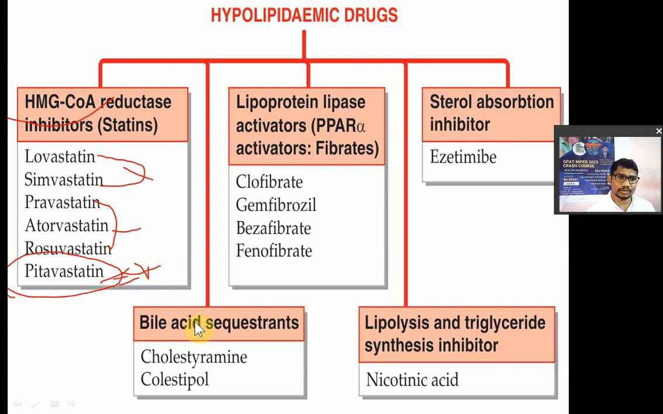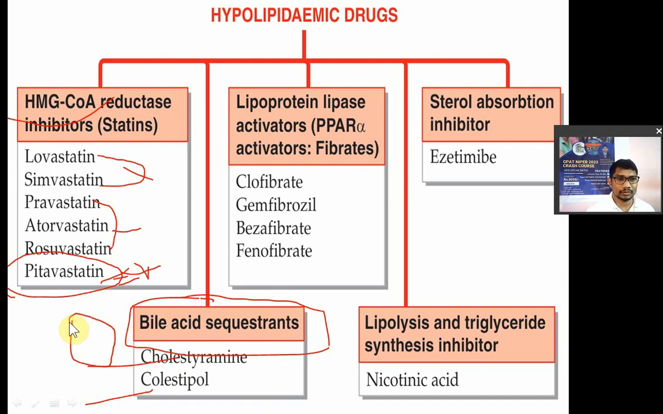Now the second class is the bile acid sequestrants. These drugs inhibit the absorption of bile acids, and of lipids along with the bile acids. Examples are cholestyramine and colestipol. These drugs bind with the bile acids and prevent their absorption. It blocks the active transport of bile acid.